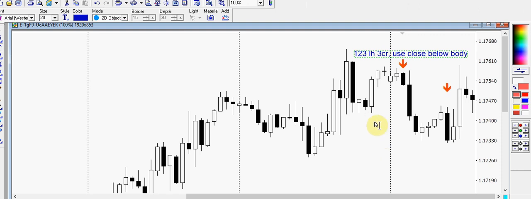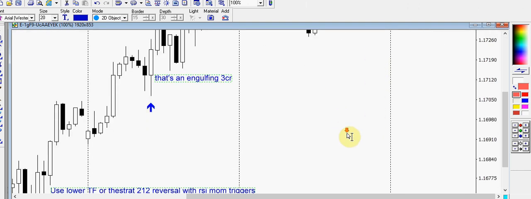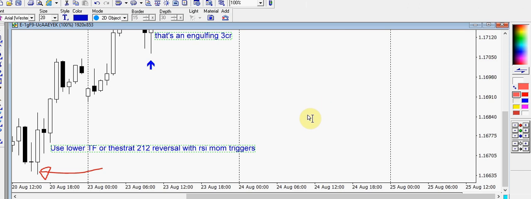So we'll get off this diagram in a moment. I'll just run through what I mean. So here I've written use lower time frame, which I just talked about, or you can look at the strat. You've got a 1, 2, 3, a 2, 1, that's an inside bar, 2 reversal, and I think they enter on the break of the inside bar high. But we could use the RSI momentum triggers and lower time frame 3CRs.